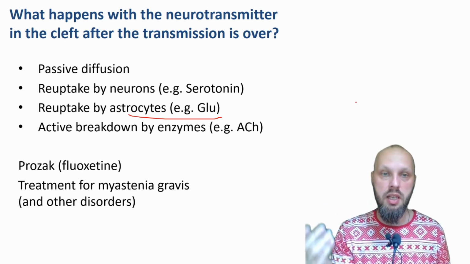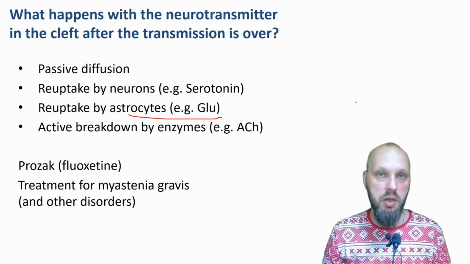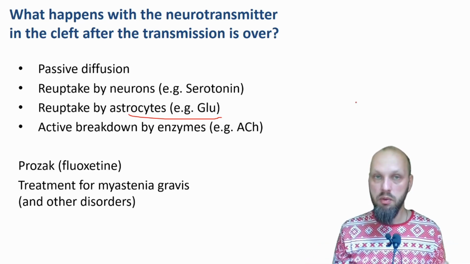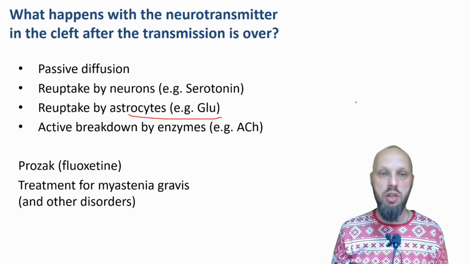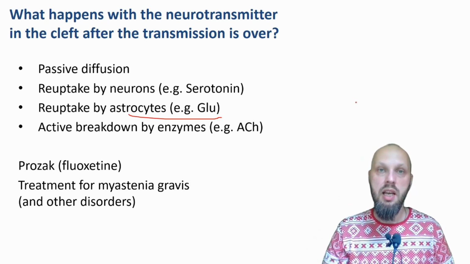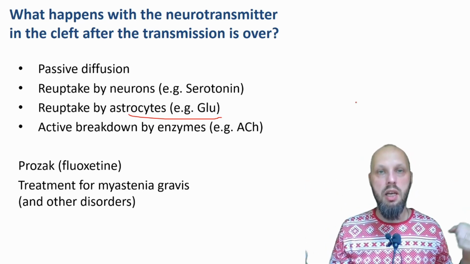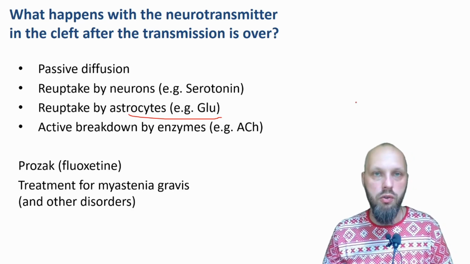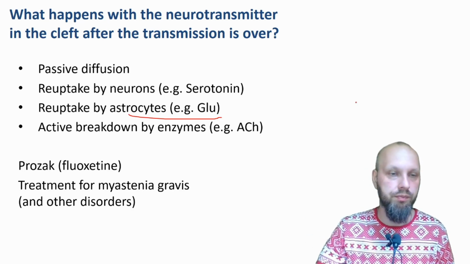And what happens is that it's broken down by special enzymes, another type of proteins, so that the concentration of acetylcholine in the synaptic cleft falls down real fast. And then it's also reuptaken and resynthesized and prepared for the next wave of excitation.